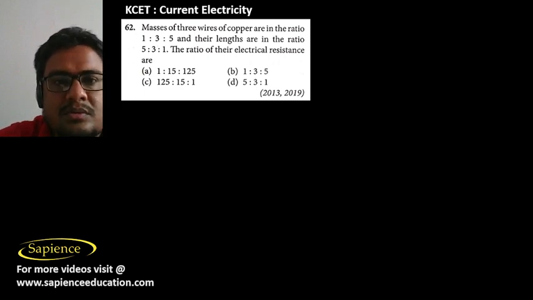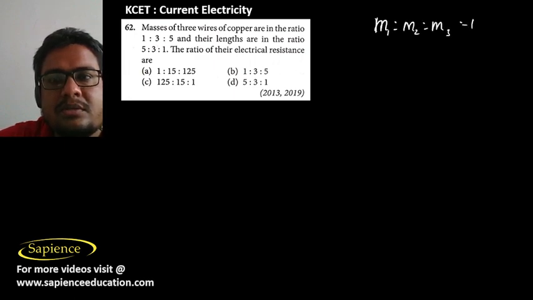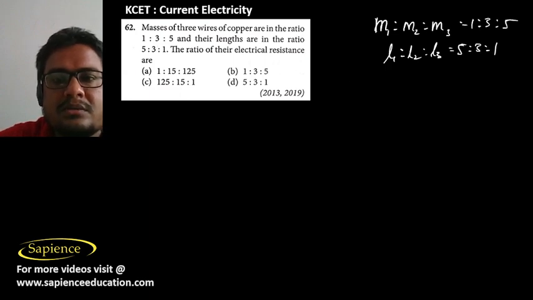In question number 62, it is told that the masses of 3 copper wires are in the ratio 1:3:5. Let's say M1 is to M2 is to M3. Their masses are in the ratio 1:3:5, and their lengths are in the ratio L1 is to L2 is to L3, 5:3:1. The ratio of their electrical resistances is?